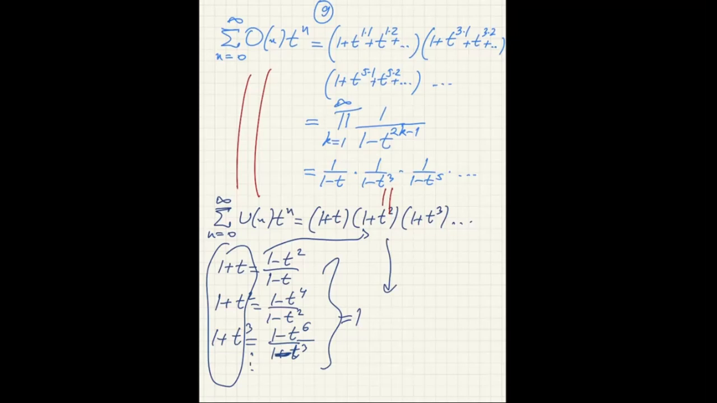So you'll have 1 minus t squared cancels 1 minus t squared, and 1 minus t to the 4 will cancel with the next one that comes here, where we have 1 plus t to the 4 is 1 minus t to the 8th over 1 minus t to the 4th. So this one will cancel here, and so on. And we end up with exactly this product over there. So that's a proof using generating functions that two combinatorial quantities are the same.